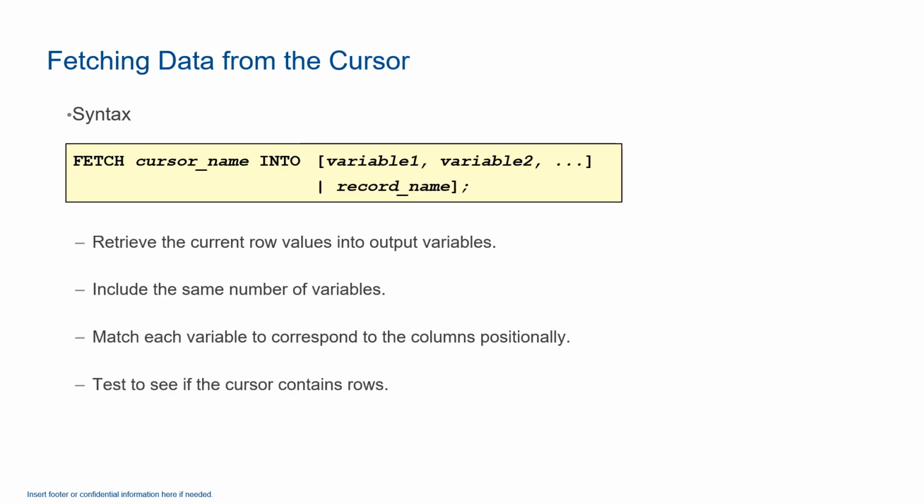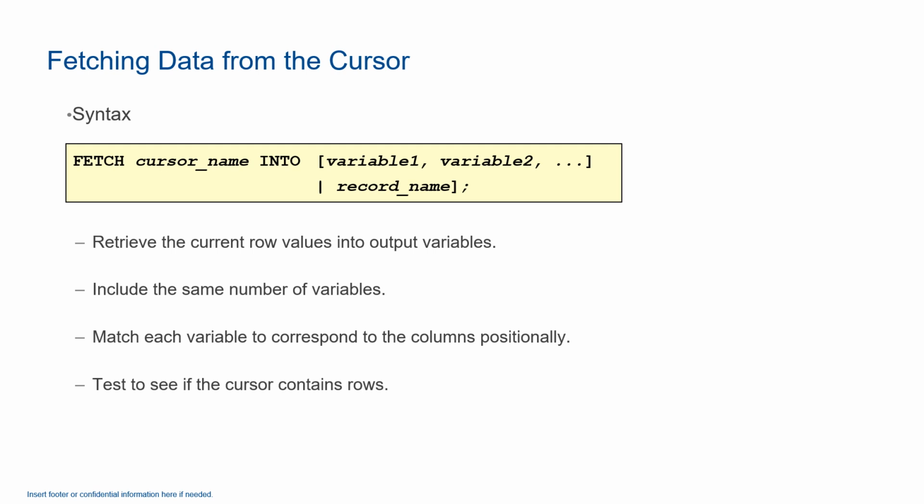Now, once we have opened the cursor, we have to import its data into some variables. In earlier queries, since it was one record, we were fetching into v variables. Here also we need to fetch its records into some variables. Retrieve the current row values into the output variables, so it will fetch one by one. Include the same number of variables as whatever we have selected. Suppose we have selected employee name, employee age, and employee salary.